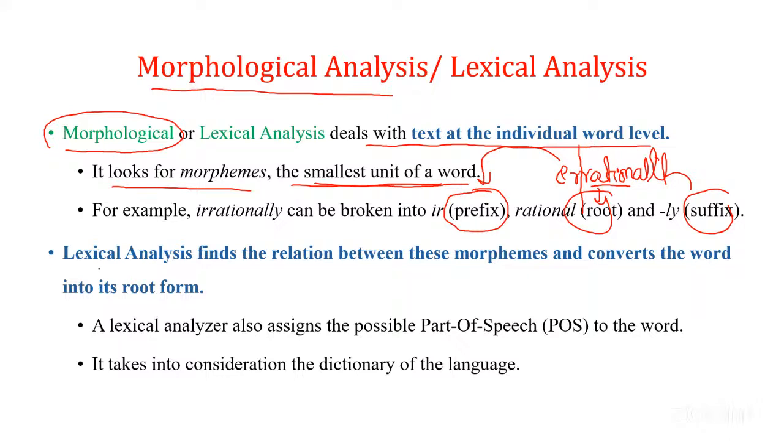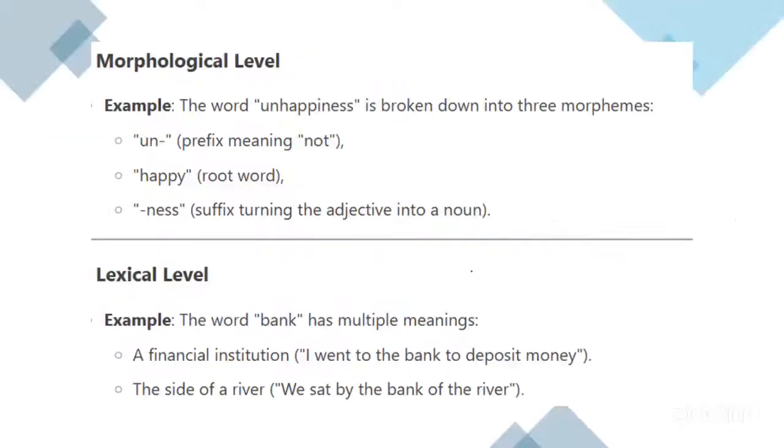In lexical analysis, we are going to find the relationship between two or more morphemes. The best example I will be discussing, look here. The example for morphological is unhappiness. Un is a prefix, happy is the root word, and ness is a suffix.